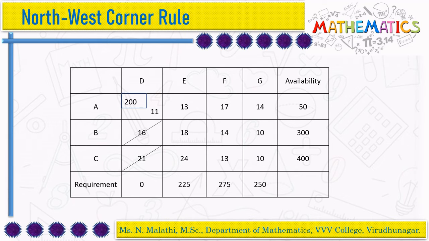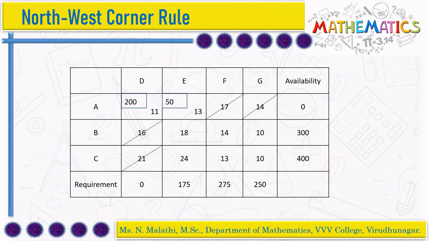Next, in the remaining cells, the northwest corner cell is A12, so we have to allocate A12 next. The availability in the source A is 50 and the requirement for the destination E is 225. So we can allocate 50 units in that cell. After allocation, we find that the source A has no more availability and the requirement for the destination E becomes 175. We may cancel off the remaining cells in the first row.